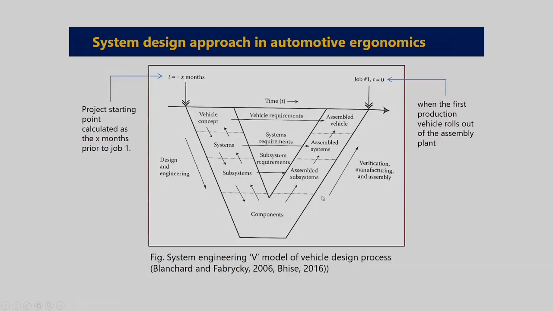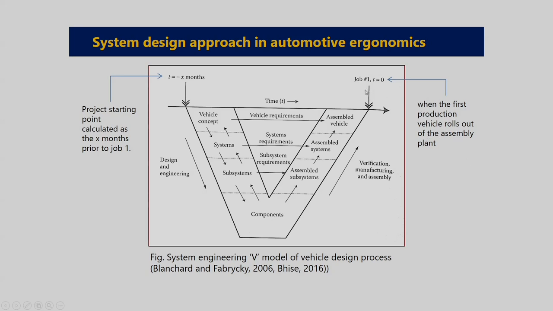Now, we are going to discuss the system design V model in the vehicle development process. So, when a new vehicle proposal is accepted in the industry, it starts with job one. So, first we define job one. Job one means the time when the first production vehicle rolls out from the plant. So, that is the first consideration. That is mentioned as job one, and time is expressed as zero, that is the zero time, when the product ultimately will be delivered.